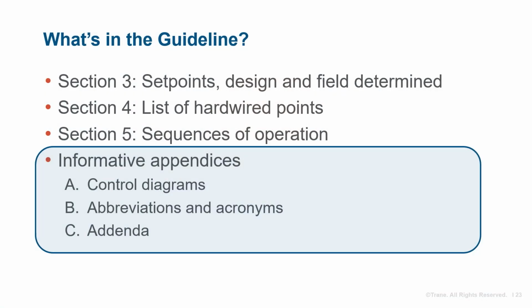Included at the end are informative appendices. The first, Appendix A, includes control diagrams for each airside and plant system type. Next, Appendix B includes abbreviations and acronyms used throughout the document. And of course, Appendix C includes descriptions of the addenda applied to generate the current version of the guideline. Now I'll turn it over to Scott to discuss a few sequences in more detail.